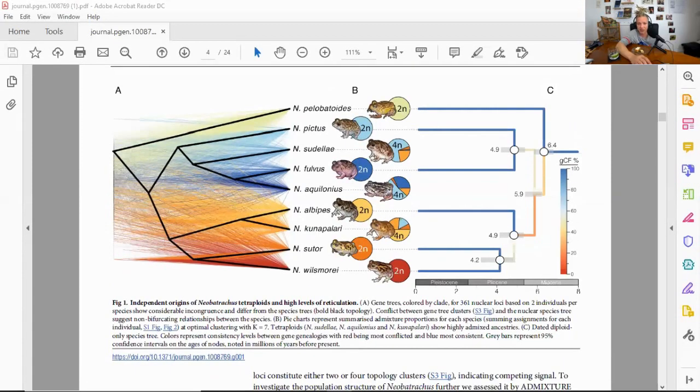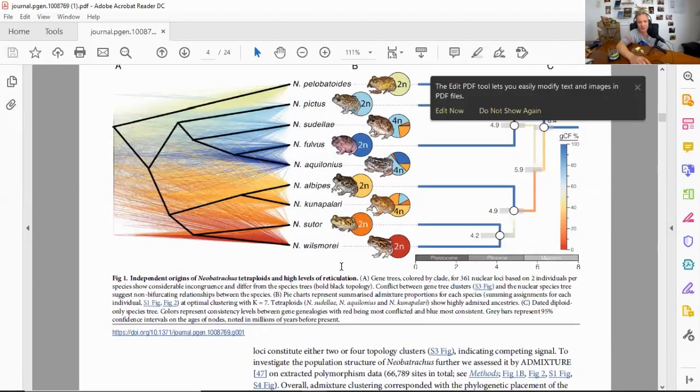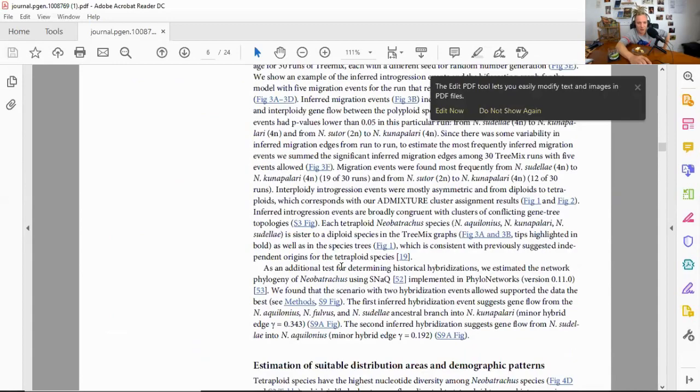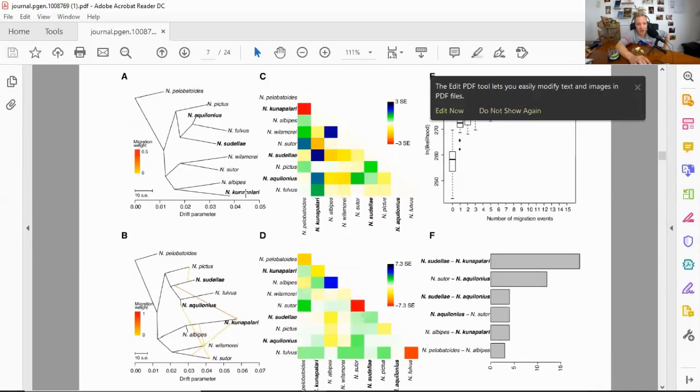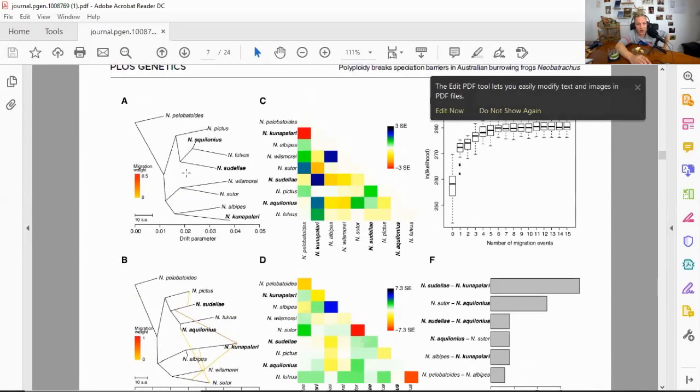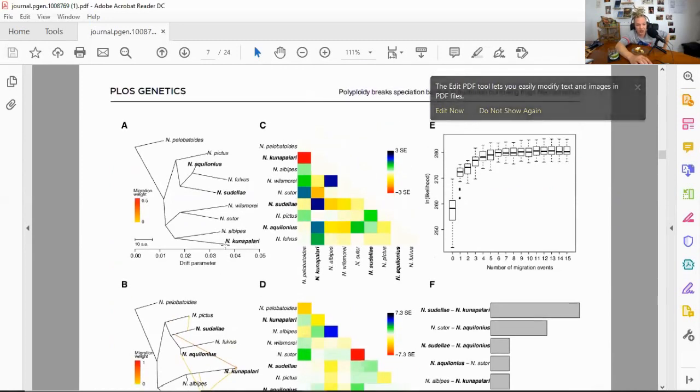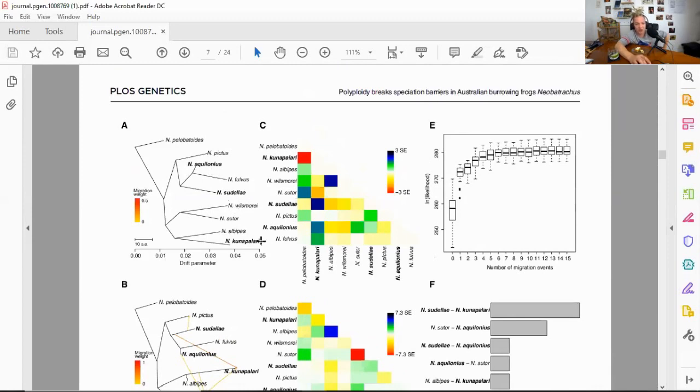Let us have a look here. There has been a rapid diversification in Neobatrachus, multiple independent origins of tetraploid species, which you can kind of see here on the left, right? Let's actually go down to this other figure here, where you can really see here in figure A, the bold species, Cunipolari, Sudele, aquilonius, they are the tetraploid species, right? So you can see that then they're quite separate. Particularly Cunipolari here is closest to albipes rather than any of the other tetraploids.